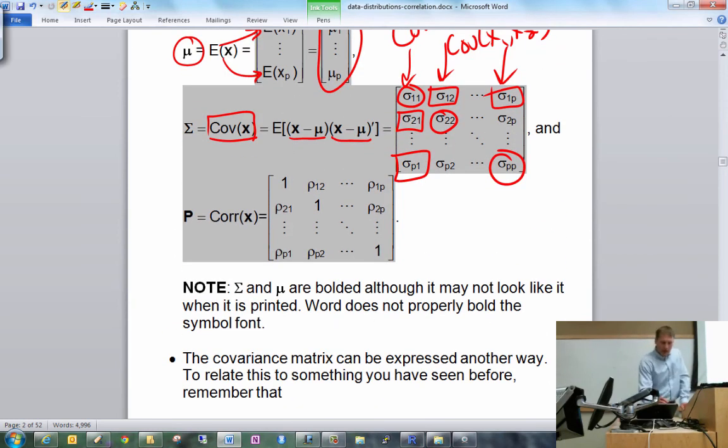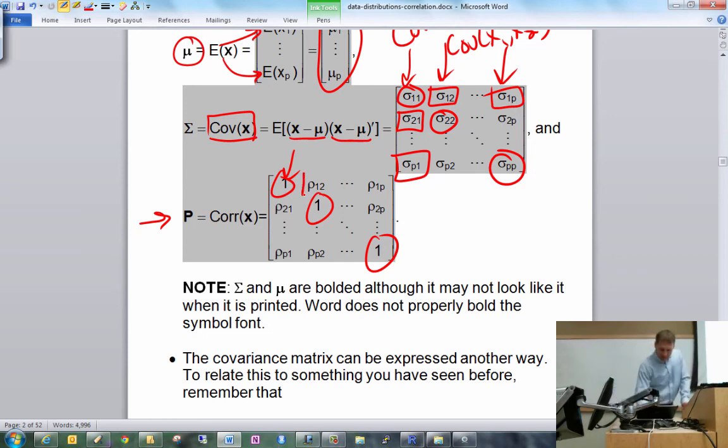So then my correlation matrix, in other words, the matrix that has all these correlations in it, looks like this. Let's say row 1, column 2, I put in the correlation between x1 and x2. Notice that I have 1s on the diagonal. Why do I have 1s on the diagonal? Yeah, so the correlation between variable 1 and variable 1 is 1. They're perfectly correlated. So it's exactly the same thing.